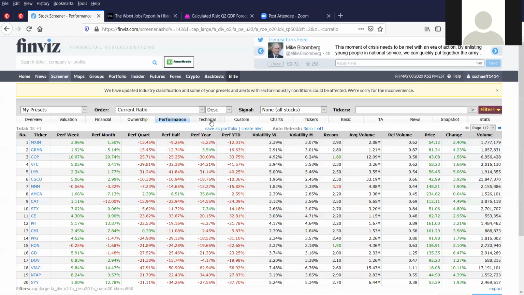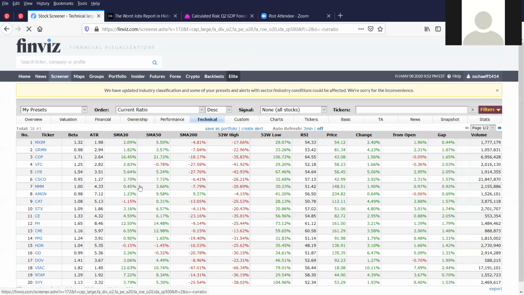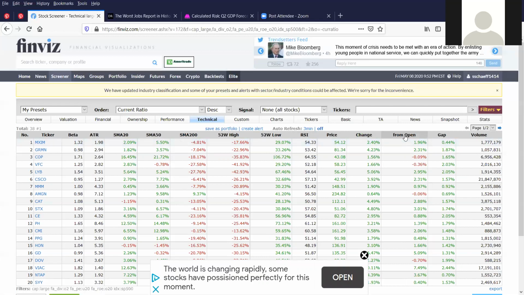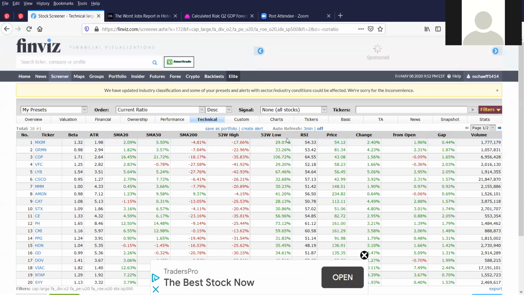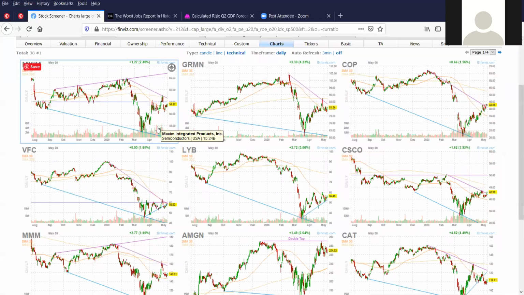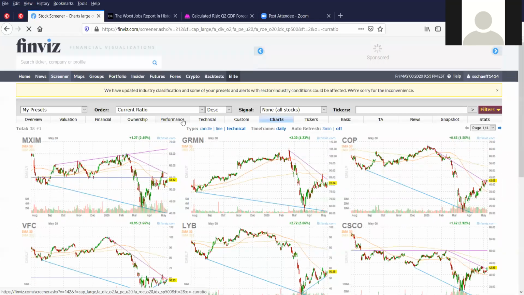You can get some technical analysis over here by this tab. Average true range, beta, simple moving average for 20 days and 50 days and 200 days, 52-week high and low, relative strength index, change from the open and change from the gap. I'm not sure what that is, or if I did, I forgot. You can get charts over here. This is absolutely neat. In one view, you can see all the companies in the 38 companies that we filtered down, and you can see how they've performed compared to each other.